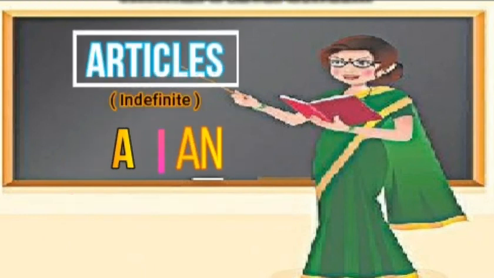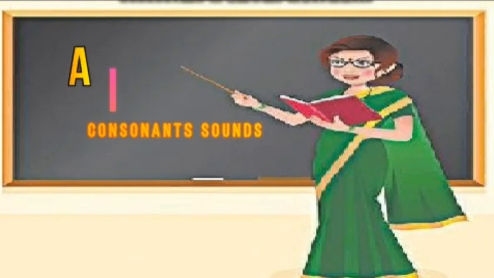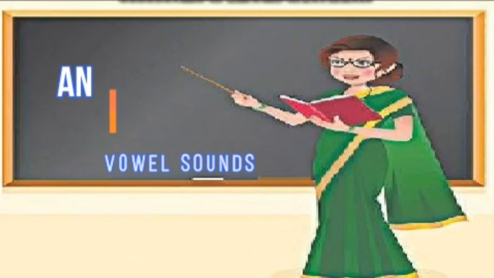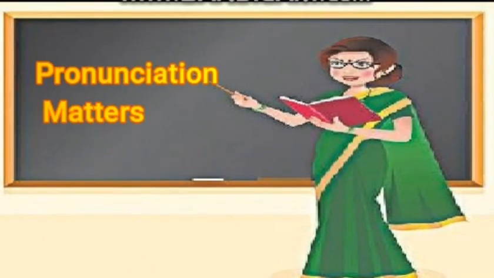Okay, so let me say the difference between a and an. See, a comes for consonant sounds and an comes for vowel sounds. Okay, the pronunciation matters, my dear children. So here, let me give some examples.